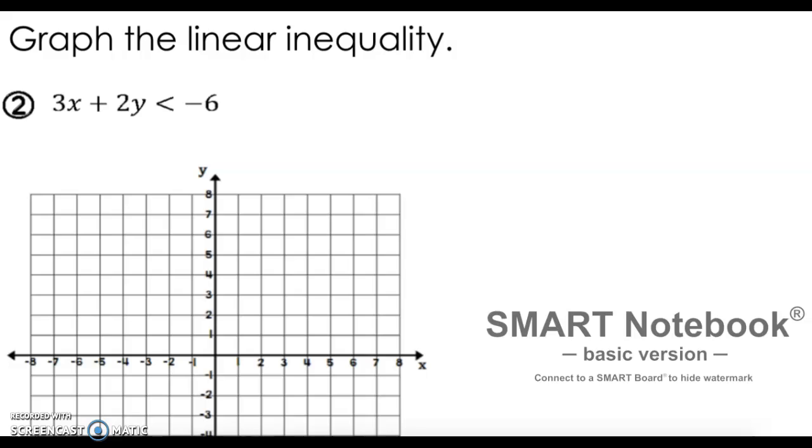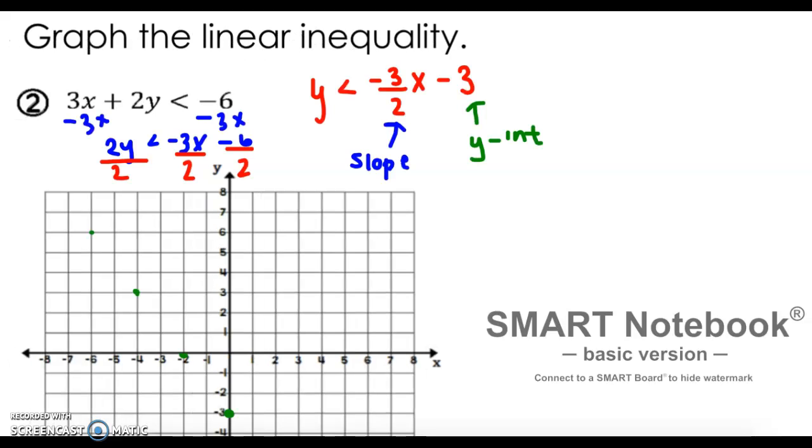In order to graph easily, we need to get it in slope-intercept form. So we need to take what we're given and solve for y. So we want to get y, the variable y, on one side of that inequality symbol by itself. So over here, I started to do that. So 3x plus 2y is less than -6. Remember, the goal is to get y by itself.